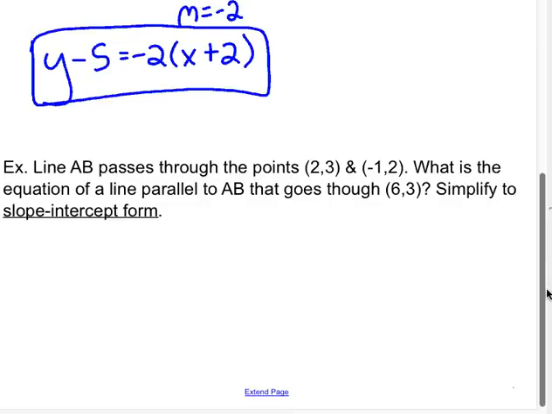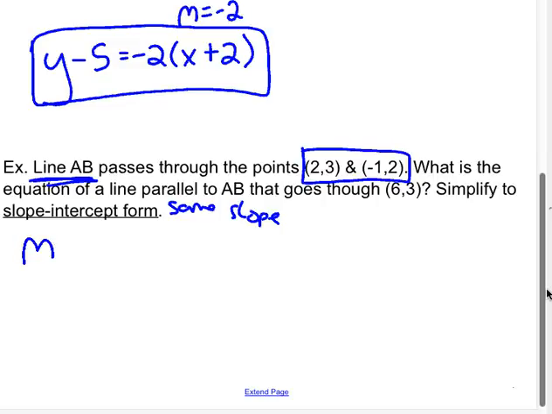Line AB passes through points (2, 3) and (-1, 2). What is the equation of a line parallel to AB that goes through (6, 3)? Well, to be parallel to this line AB means same slope, right? That's what being parallel means. So first, we need to know what is the slope of that line, AB, okay?